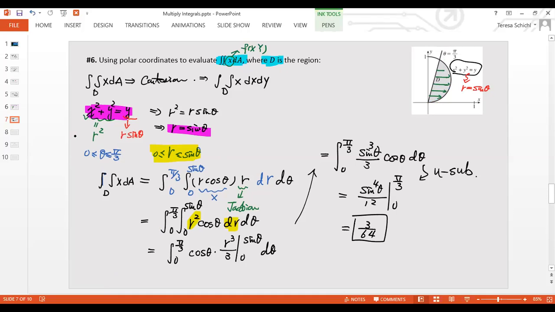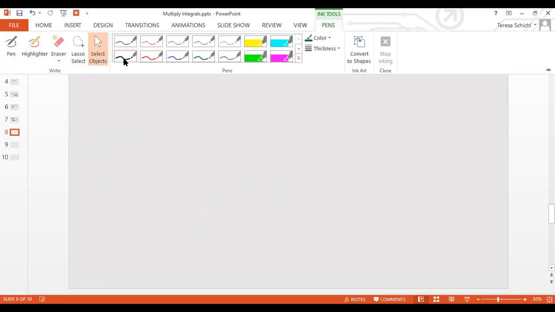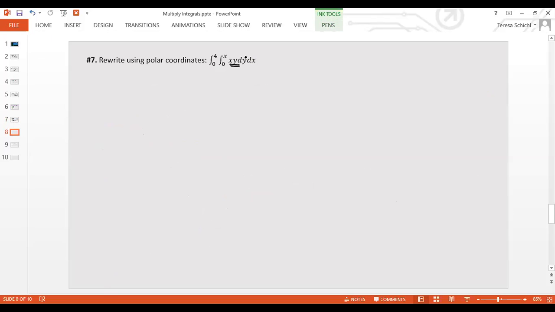Okay, now let's take a look at our next example. So we want to rewrite using polar coordinates here. Let's try to see. This is a typical, what type of integration? This is Cartesian, right? Because we have x, y, dy, dx. Now let's take a look at what area we are integrating. So be careful, we kind of review here.